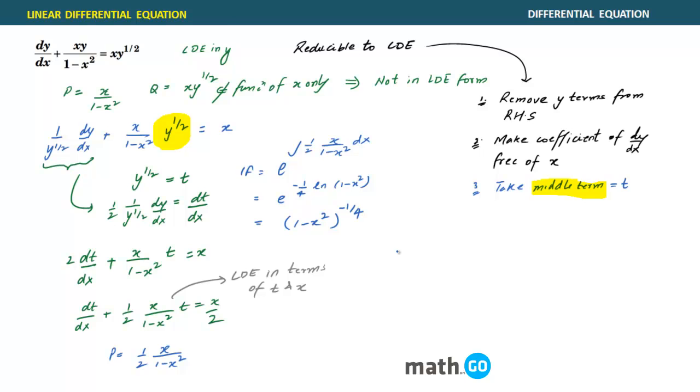So we have now got the integrating factor. We just need to solve what? Now remember, this has now reduced to a variable in terms of t. So the answer to this would be, yes, t into integrating factor is equal to integral of q into integrating factor dx plus c.